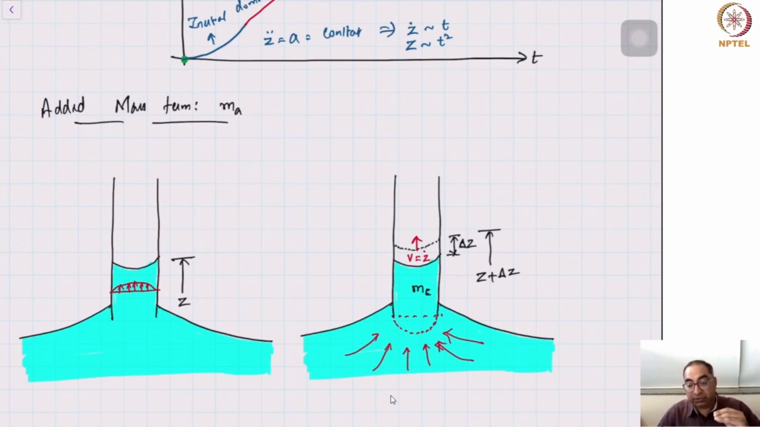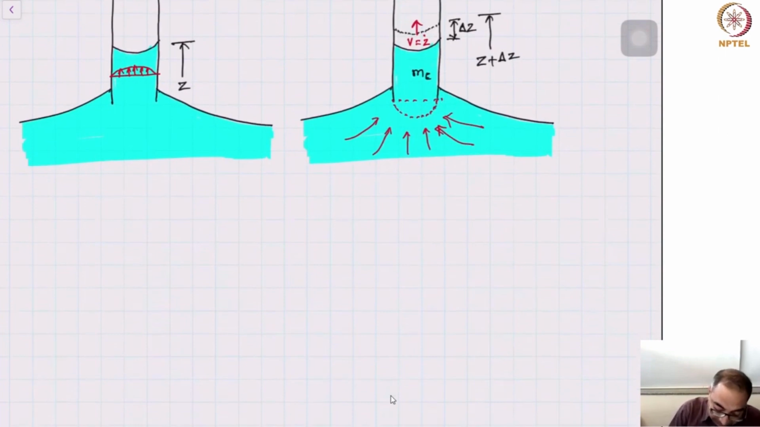What we want to do is ask the following question: as the fluid rises from a height of z to z plus delta z with a velocity v, how much kinetic energy is being imparted to the body of fluid that is below? Therefore, I can basically divide the forces into three parts. Okay, let me write that down.